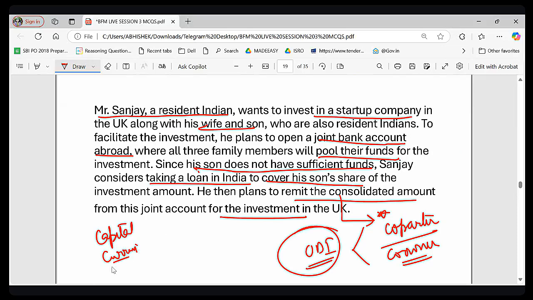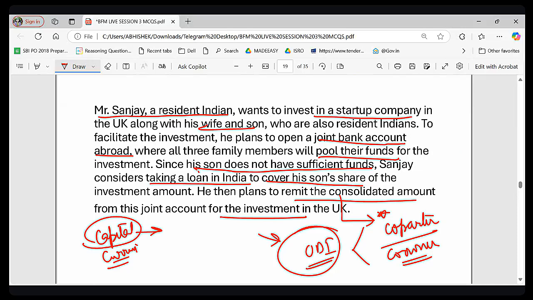So this is a capital account transaction, and you must remember, as per RBI regulation, credit facility cannot be used for capital account transaction, and this ODI is just a capital account transaction. I think you are familiar with this capital and current account. Current account transaction means you are remitting money for medical purpose, for education purpose.